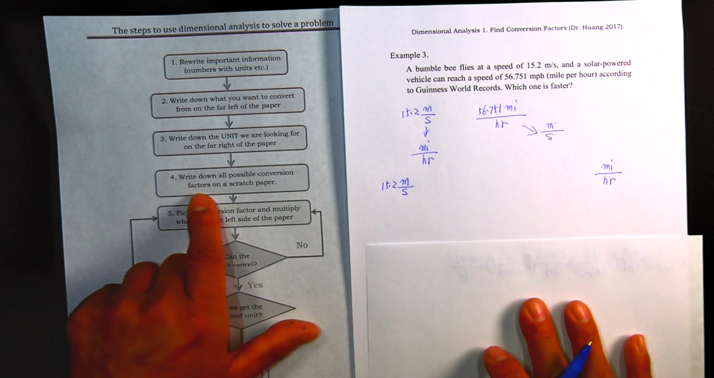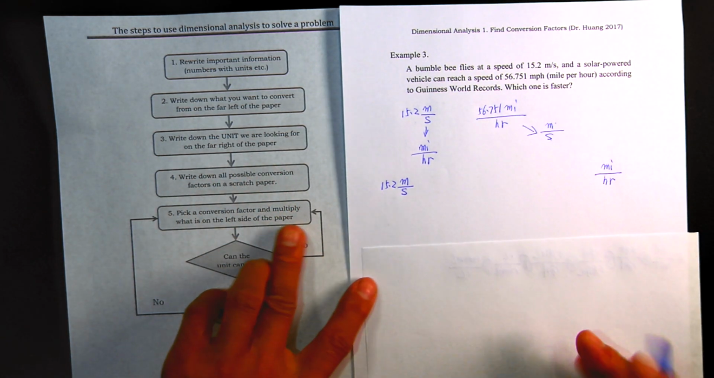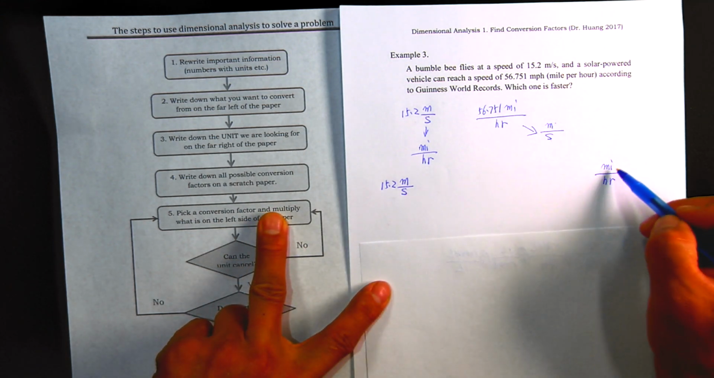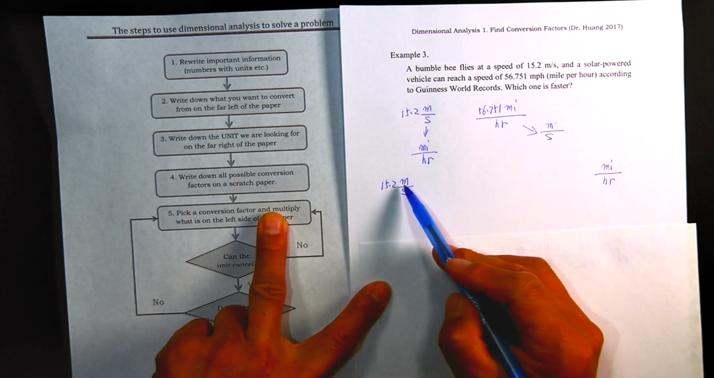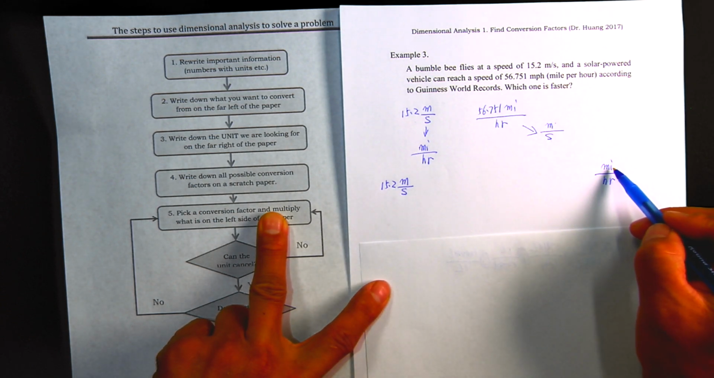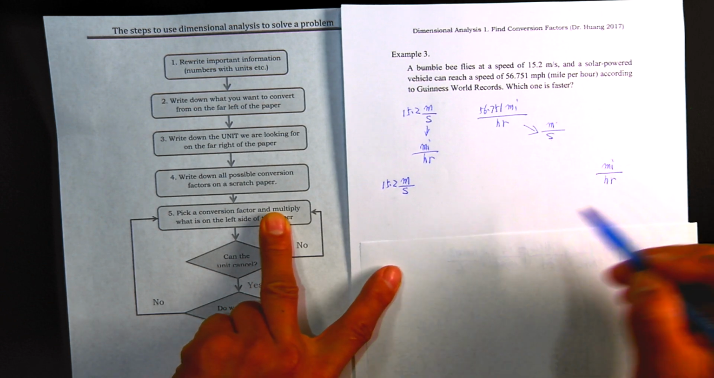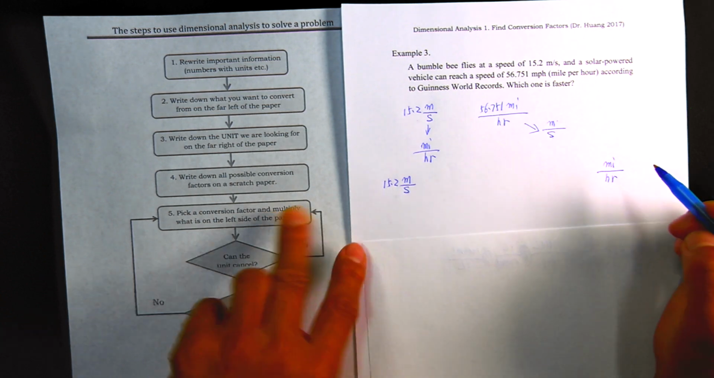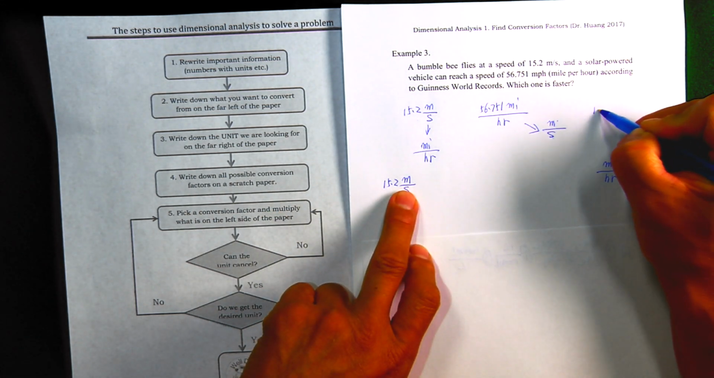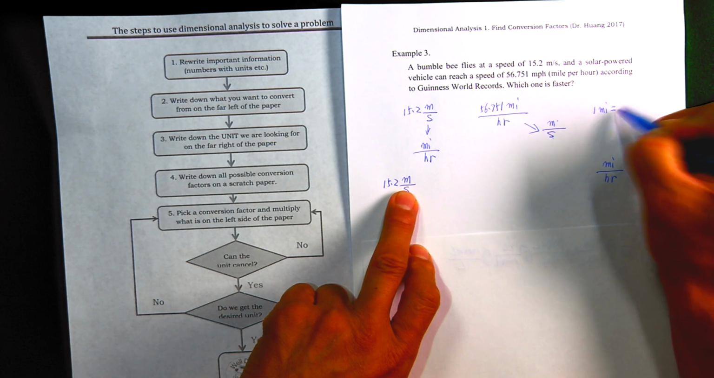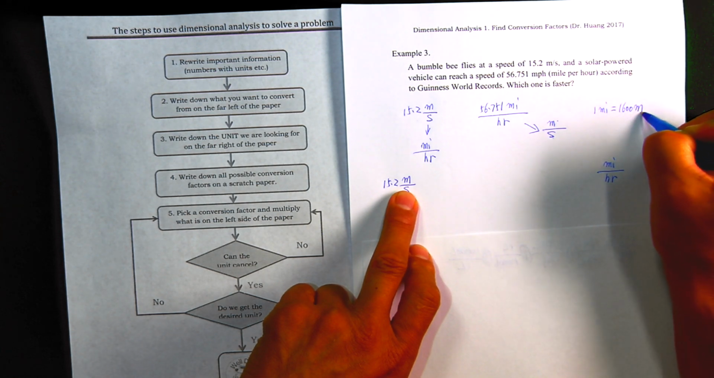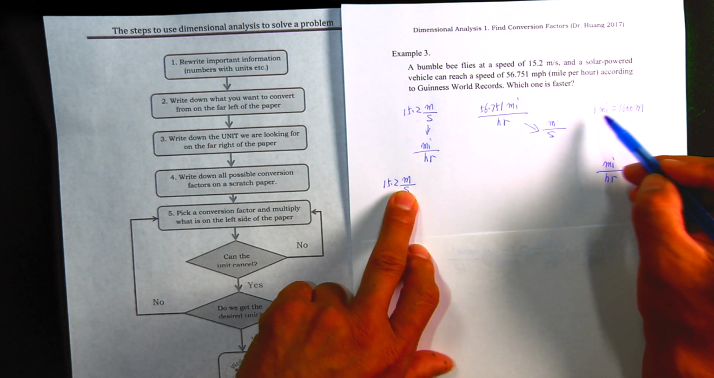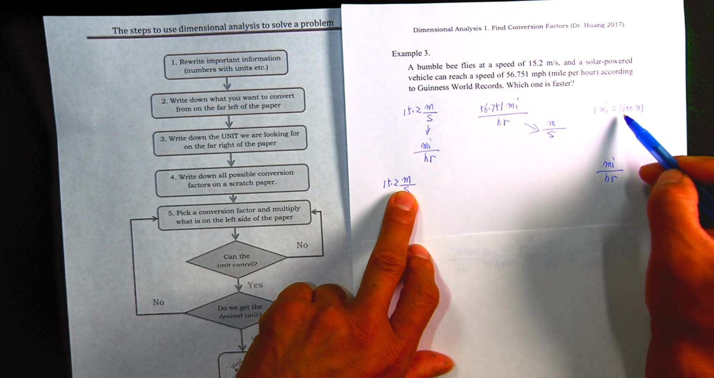Step 4. Write down all possible conversion factors on a scratch paper. We want to get rid of meter and second, and we are looking for mile per hour. So meter and mile, both of them are units of length, so they should have some relationship. But sometimes I forget, so this relationship is 1 mile equal to 1,600 meters. This relationship I should give you. If I forget, don't forget to remind me. Ask me to provide you.